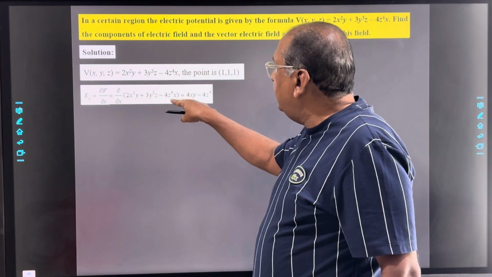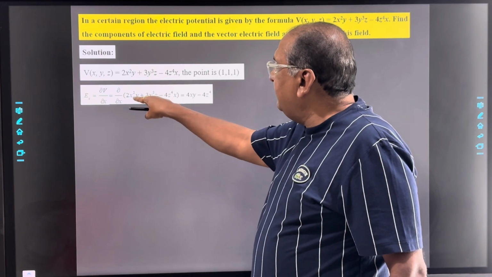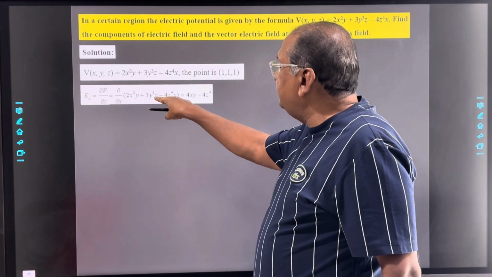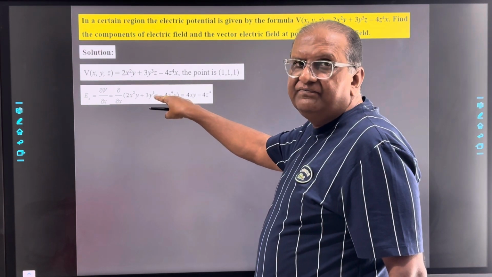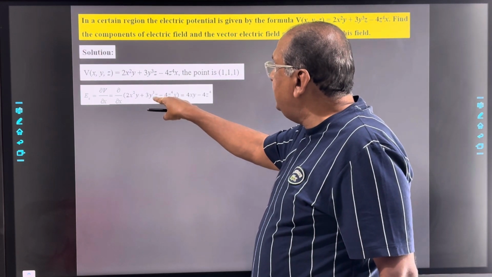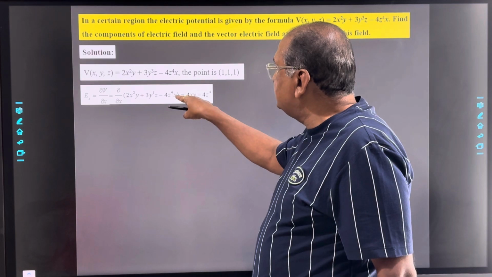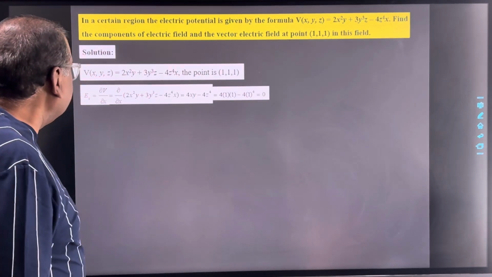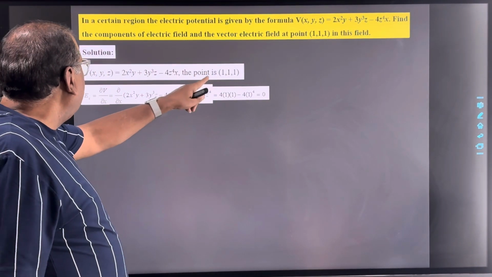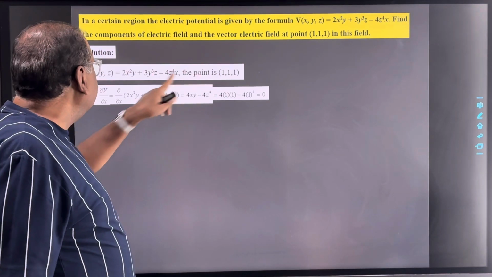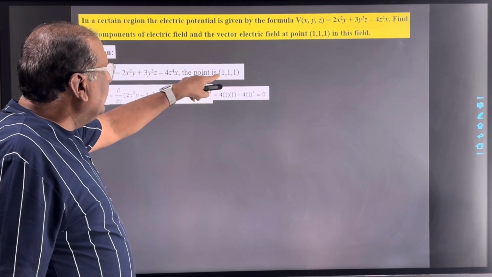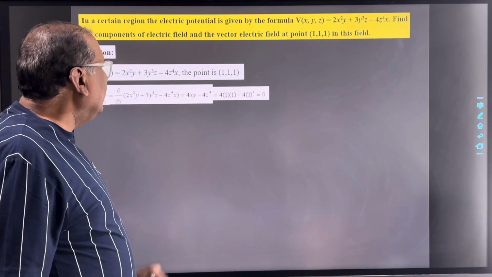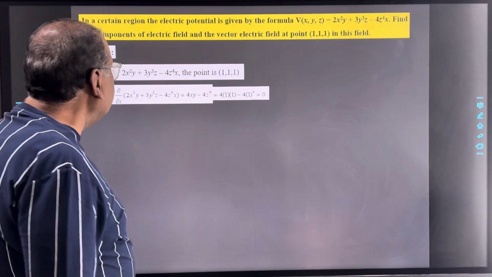So we can write it as minus del by del x of V. Substitute the value of V here and differentiate it. For x squared, the differentiation is 2x, so the first term is 4xy. In the second term there is no x, so it is a constant term, and differentiation with respect to x will be 0. Here the differentiation of x is 1, so that is minus 4z⁴. Then substitute the values x is 1, y is 1 and z is 1, because we want this component at this point. So you will get 0.